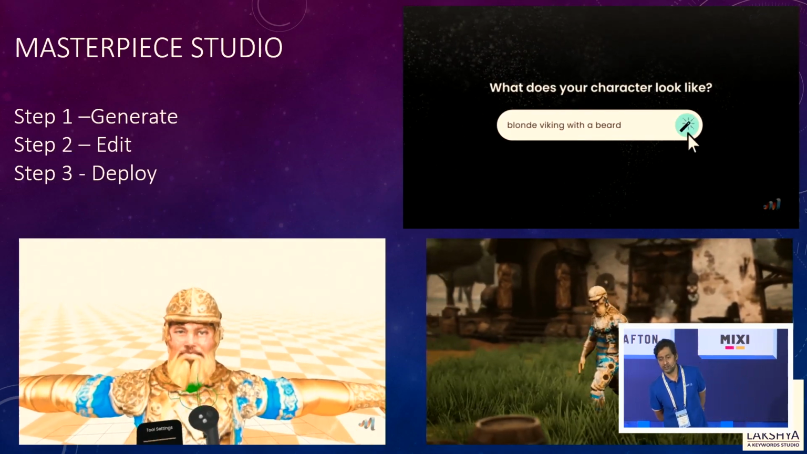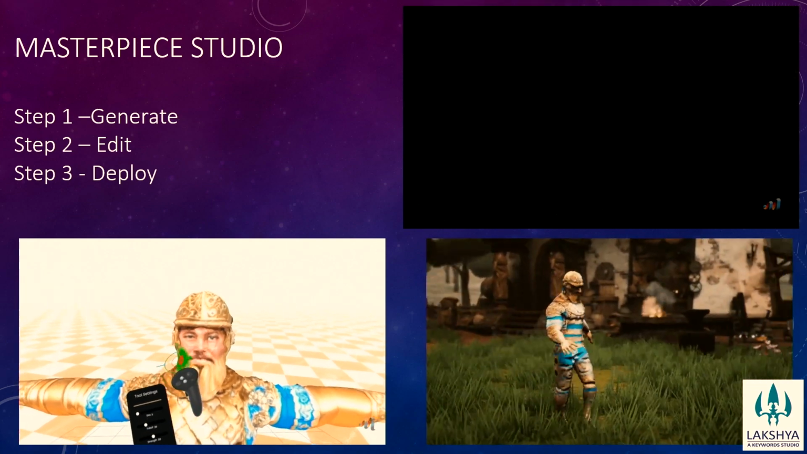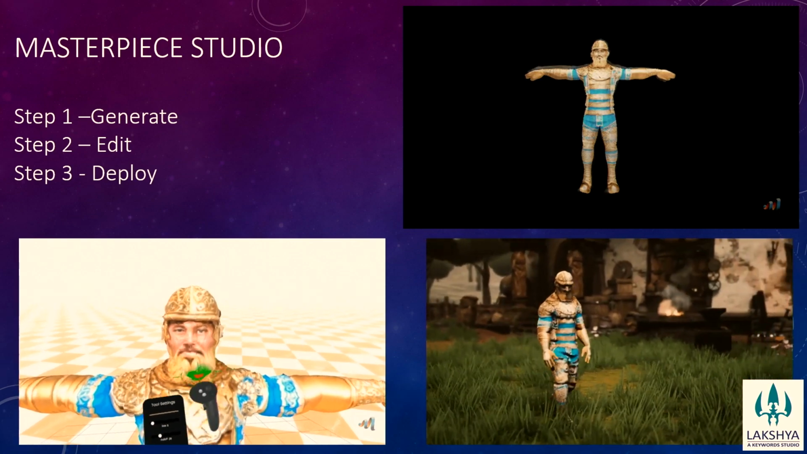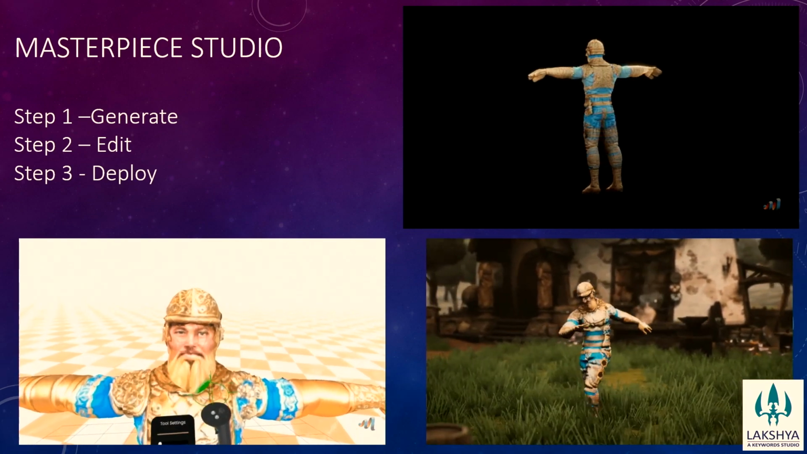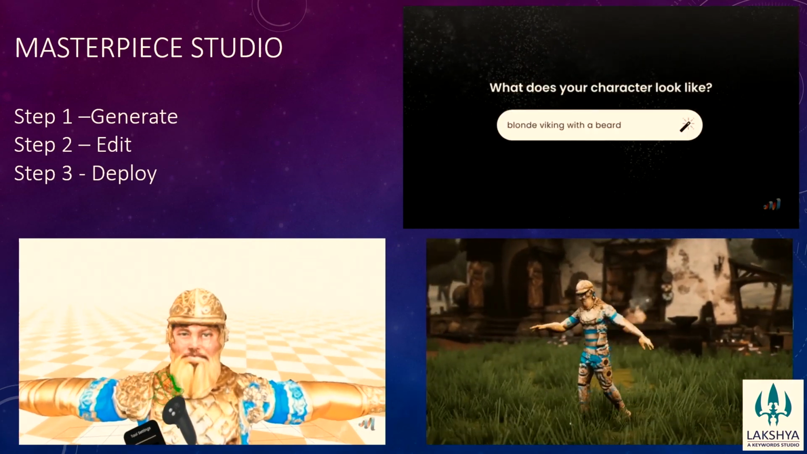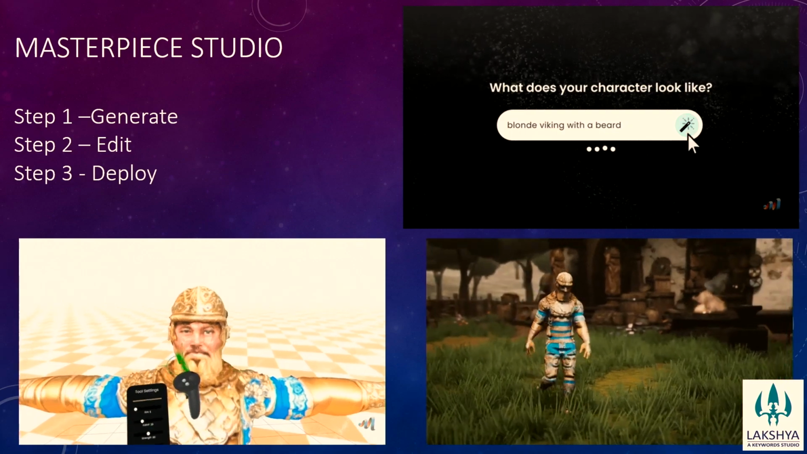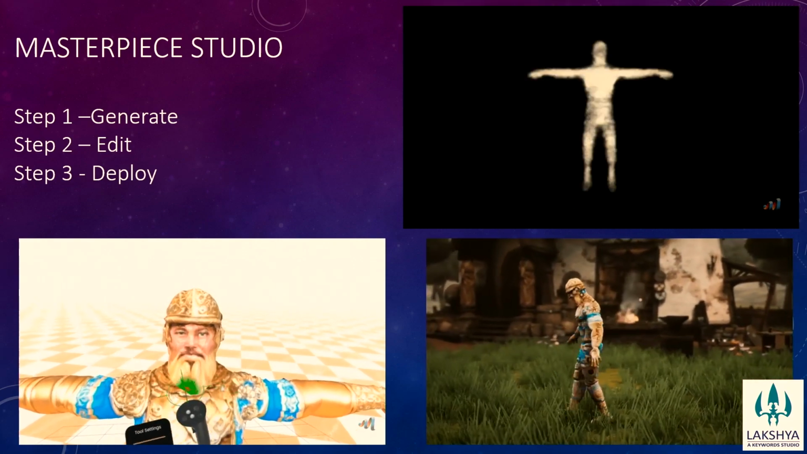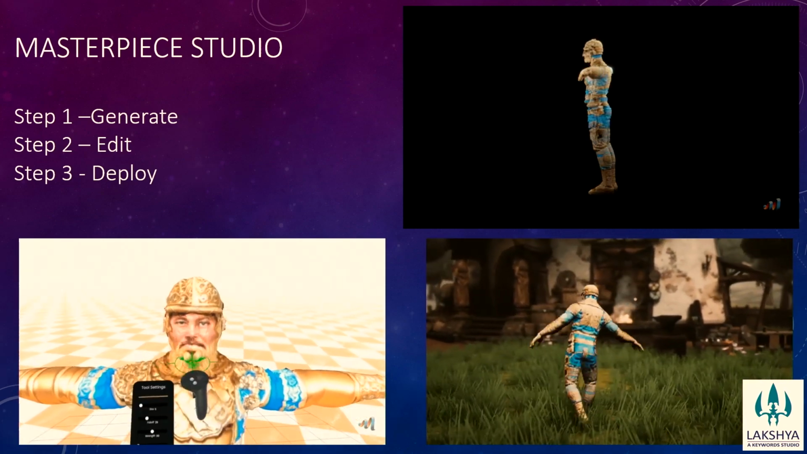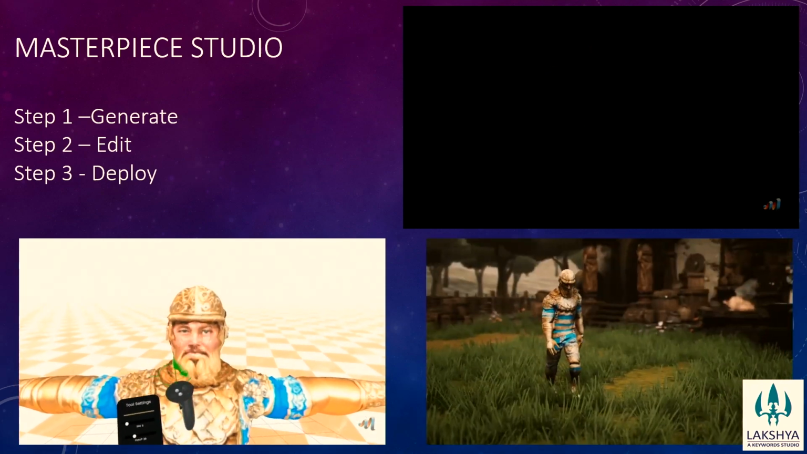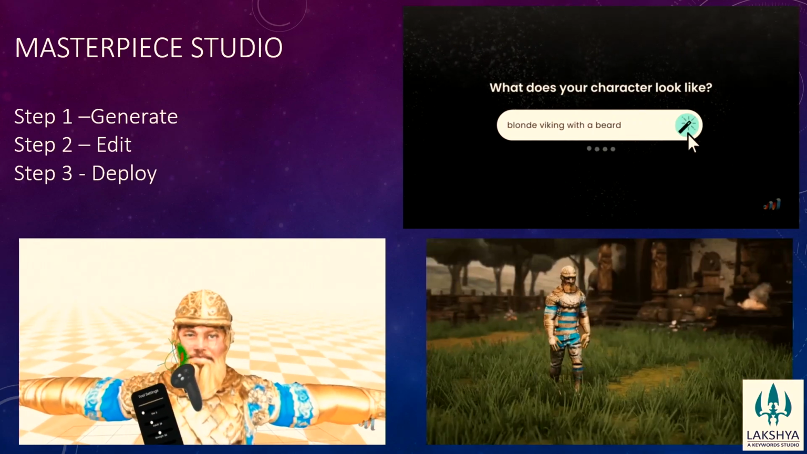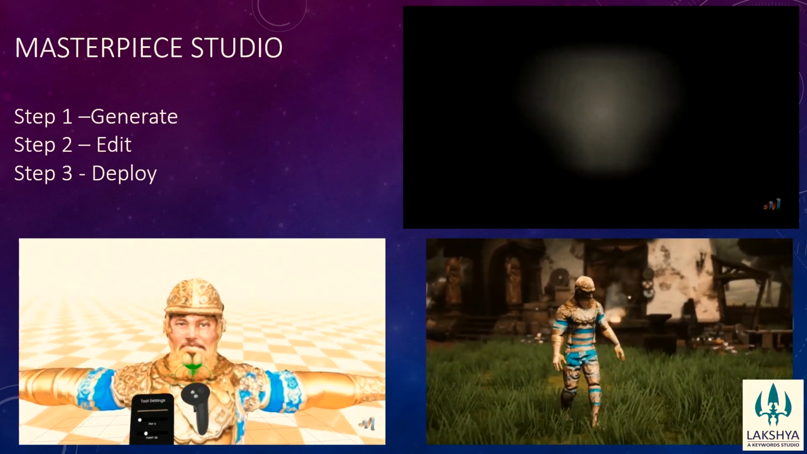One of the tools is called Masterpiece Studio. You can go to the website, just search Masterpiece Studio, and if you want to do a quick prototype of a character, just give a text prompt. It will generate the character according to the text prompt. You can edit the character, quickly assign a bone setup through AI, and deploy it in the game with some animations. If you want to do some quick prototyping of a character, you can use this tool.